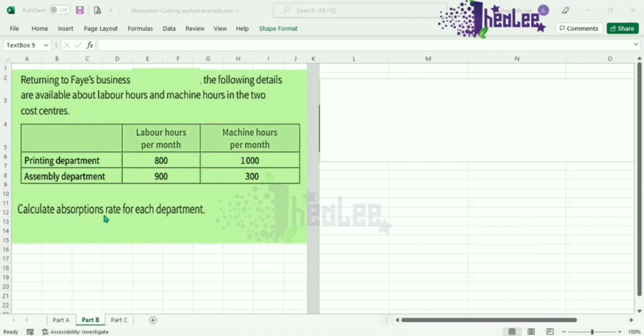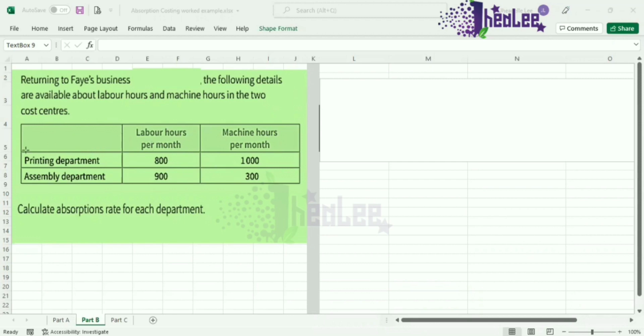And you're asked to calculate the absorption rate for each department. Now, bear in mind, to calculate the absorption rate, it is the overhead cost, which is the total indirect cost, divided by the dominant factor, which is the basis of apportionment. Well, the question is, how are we going to know that basis of apportionment, that dominant factor that we're going to use for each of these cost centers?